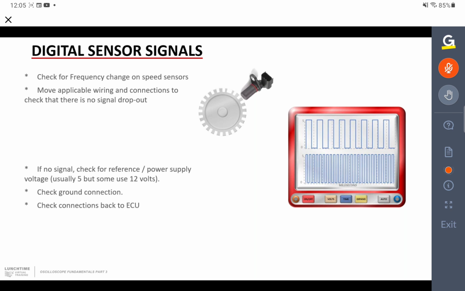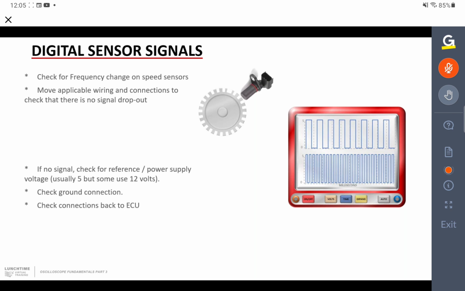And the thing we need to check with the digital signal of a Hall effect sensor is checking for a frequency change, certainly with speed sensors. So whether that's a wheel speed, crankshaft position or crankshaft speed sensor or camshaft sensor, we need to check the frequency change, and we'll do that by increasing or decreasing the speed of the engine or the wheel.